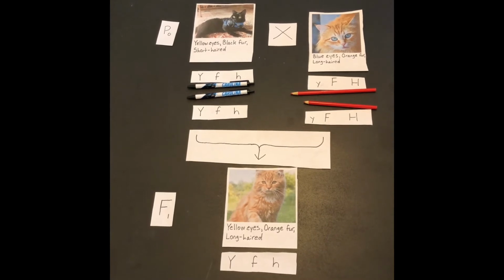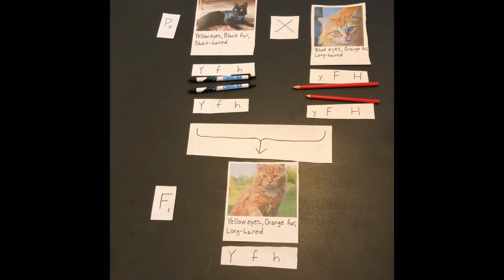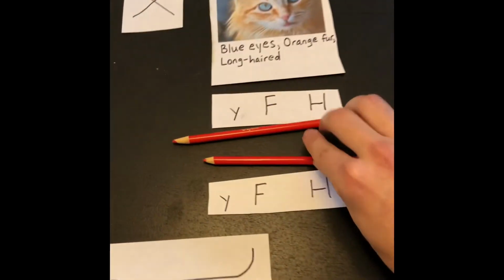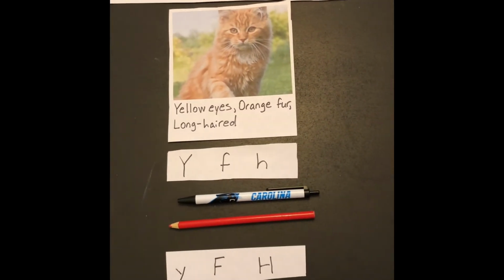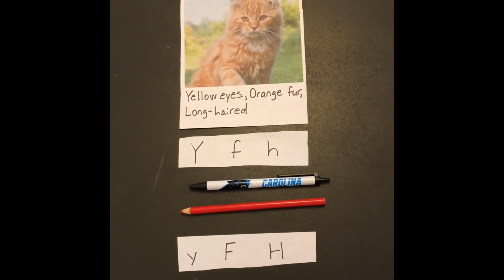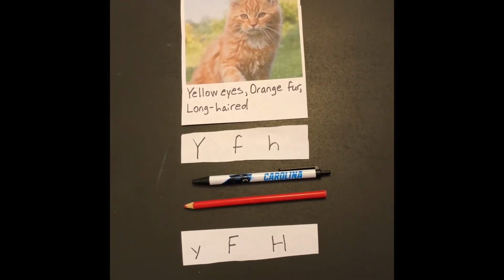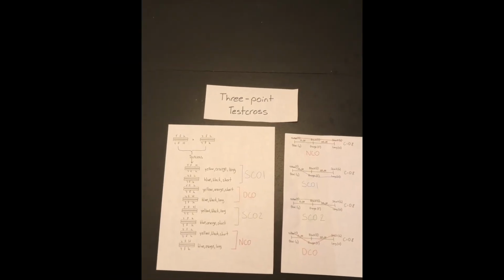When the pure breeding parents mate, they will both transfer a set of their alleles to their offspring. In this case, the father transfers its big Y, little f, and little h, and the mother transfers its little y, big F, and big H. This will produce a heterozygous cat with the father's genes at the top and the mother's genes at the bottom. Since the dominant trait is expressed over the recessive trait, the heterozygous cat will have yellow eyes, orange fur, and will be long-haired. Now that we know the genes that are present in the heterozygous cat, we can determine the gamete types that would be created by the heterozygous cat.